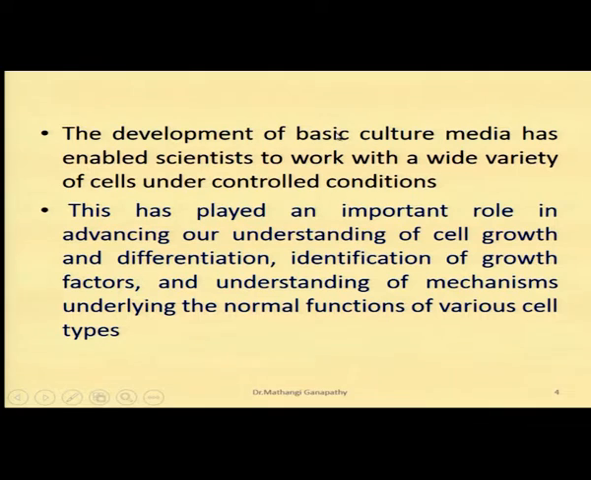The development of the basic culture media has enabled the scientists to work with a wide variety of cells under controlled conditions. This has played an important role in advancing our understanding of cell growth and differentiation, identification of the growth factors, and understanding the mechanism underlying the normal function of various cell types.